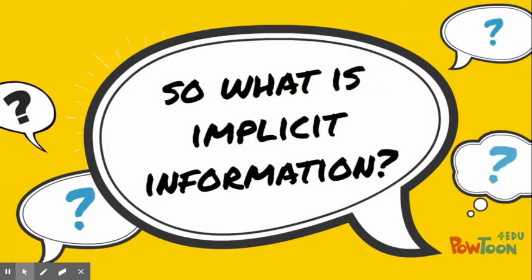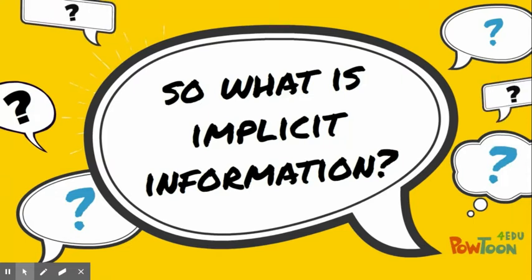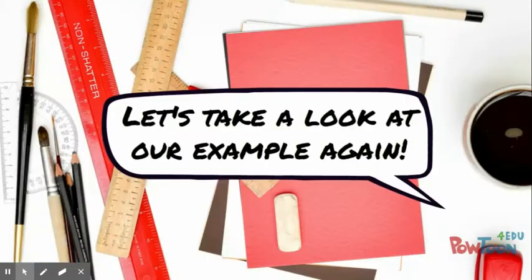So what is implicit information if that's explicit information? To help us out, let's take a look at our example from the story one more time.